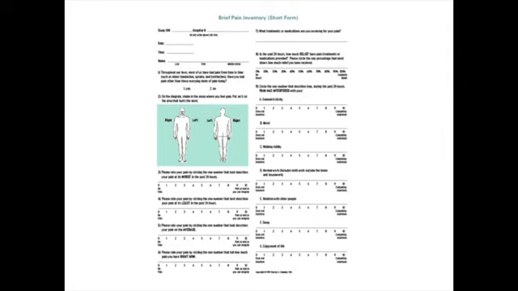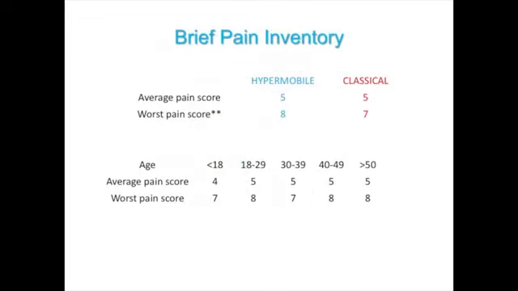In our clinic, we use the brief pain inventory. I have patients complete this questionnaire when they first come and all subsequent visits. And as I speak here, I'm going to give you a little bit of data from the Harvey Institute. We have done a survey of 300 consecutive patients with hypermobile and classical types of Ehlers-Danlos syndrome. And on average, the average pain score for both types was 5. And the worst pain score for the hypermobile was 8 and 7 for the classical. This is not a statistically significant difference.